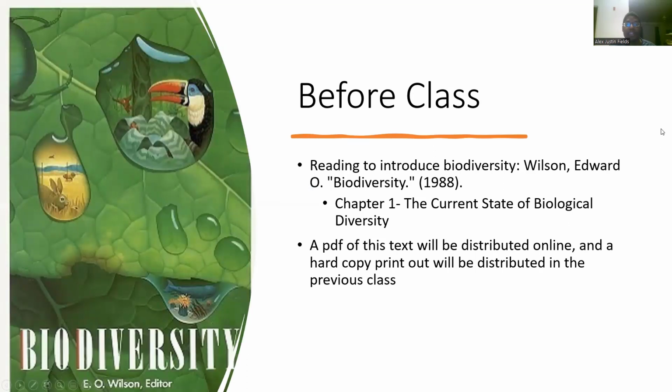So I came up with a reading that they can do before class. I thought it's probably pretty important that they get some kind of primer into this topic of biodiversity. So I chose a book called Biodiversity. This is written by E.O. Wilson, and I think it's a pretty foundational text for students to read. Because this can get a little technical, I only have them read the very first chapter, The Current State of Biological Diversity. I found that it's a very good overview for what they'll be going into in the future, especially if they want to stay in the biological sciences.